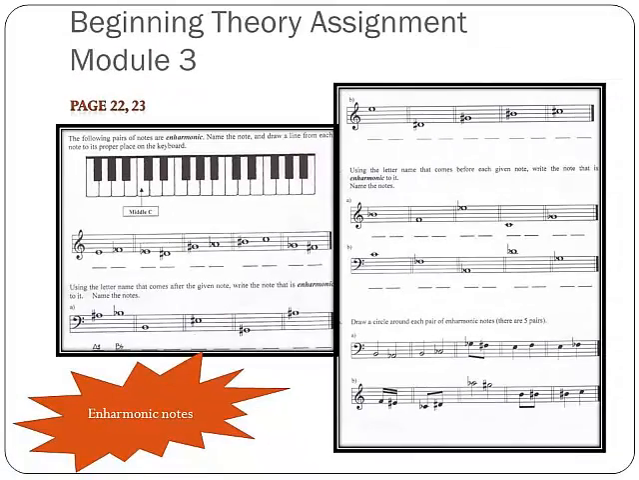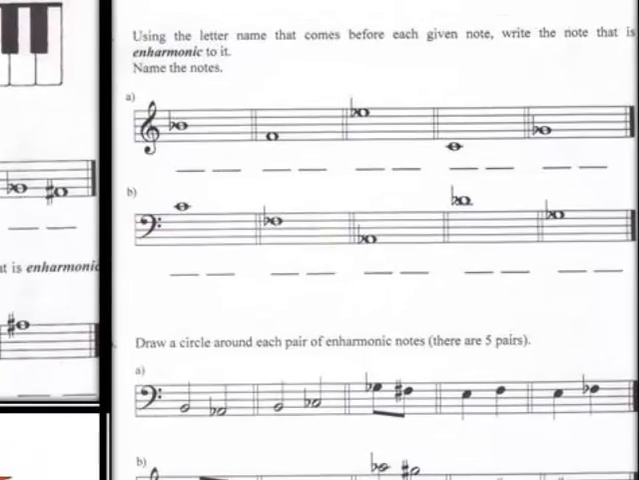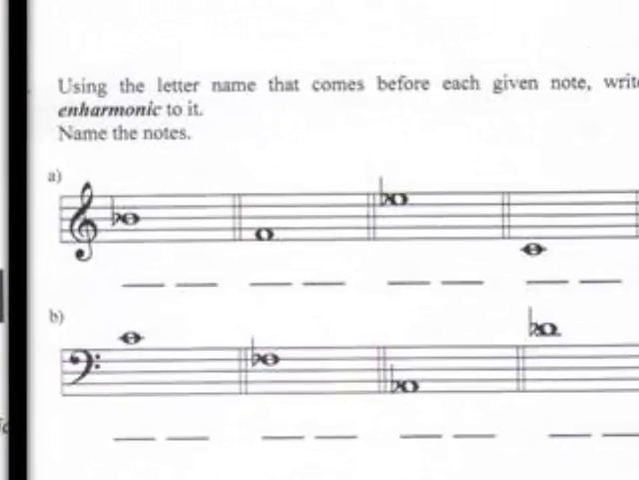Take a look on page 23, number 15. Using the letter name that comes before each given note, write the note that's enharmonic to it, and of course name the notes. Our first note is B flat. We need the letter name that comes before B, which is going to be A. And then we have to find the note that's an enharmonic twin to B flat, and that would be A sharp. A sharp and B flat are the same notes.